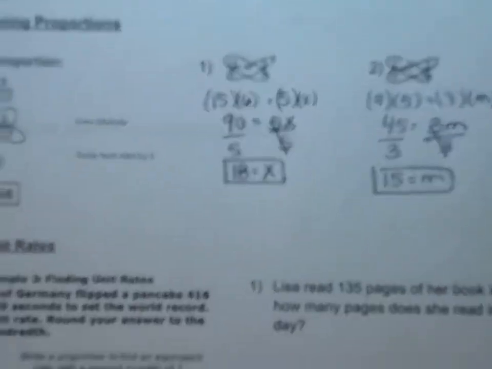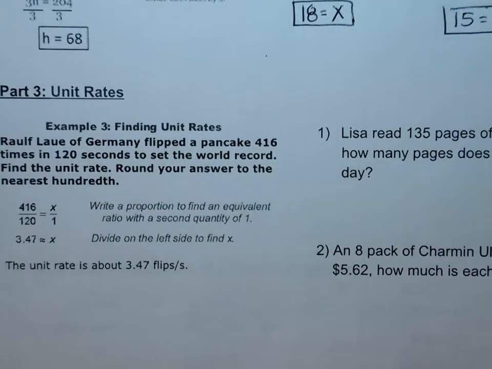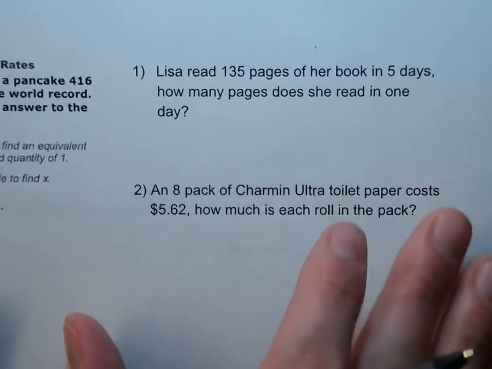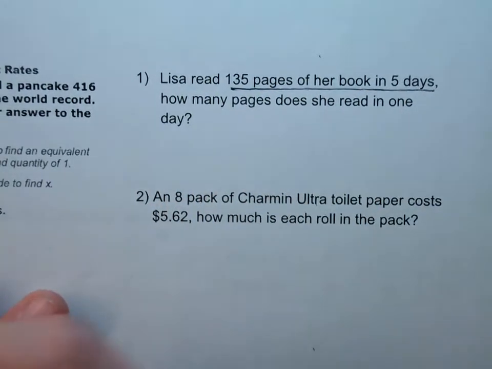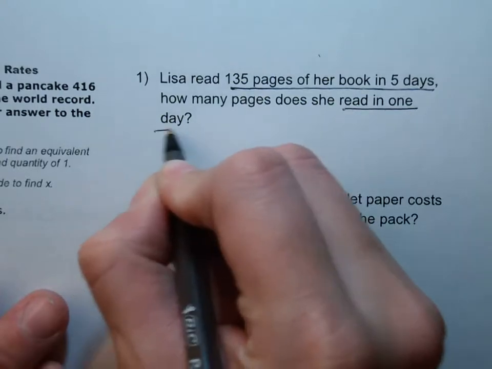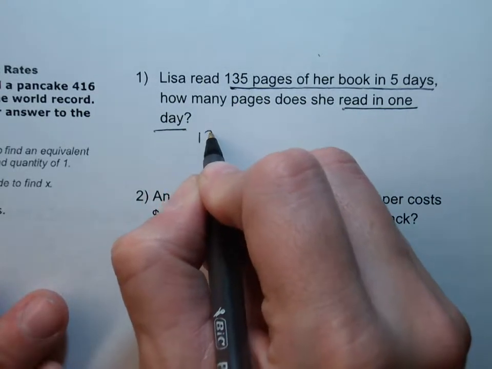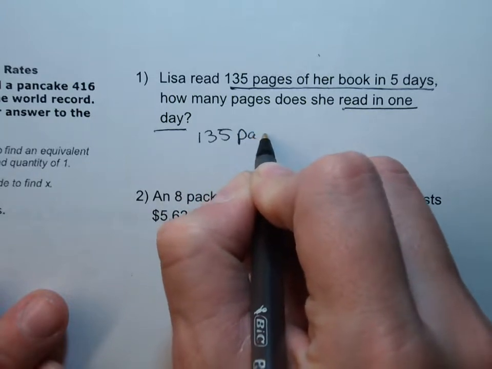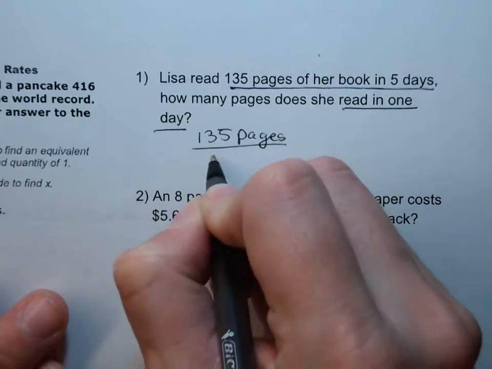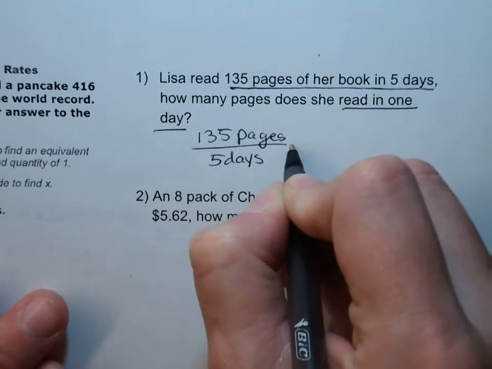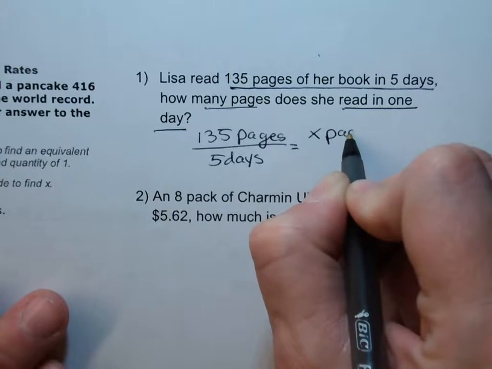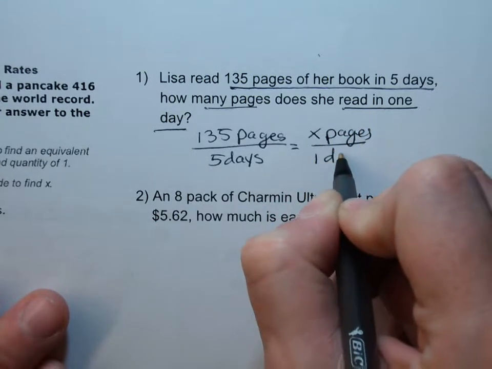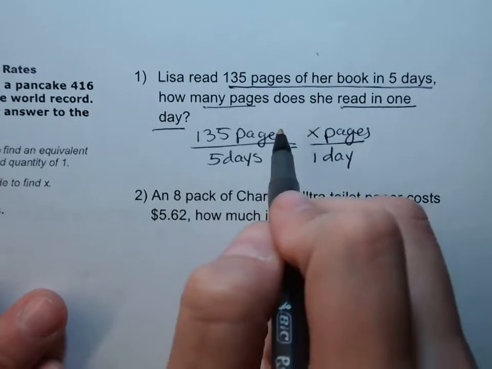The next thing you need to be able to do is determine unit rates. And remember, unit rates have a denominator of 1. We have a couple of word problems to go through. Lisa read 135 pages of her book in 5 days. How many pages does she read in 1 day? So my first proportion is 135 pages over 5 days equals, we want to know how many pages, so x pages in 1 day. Then we cross multiply.